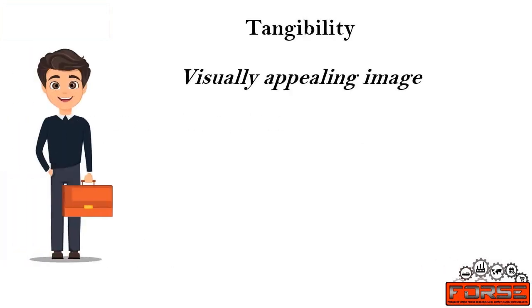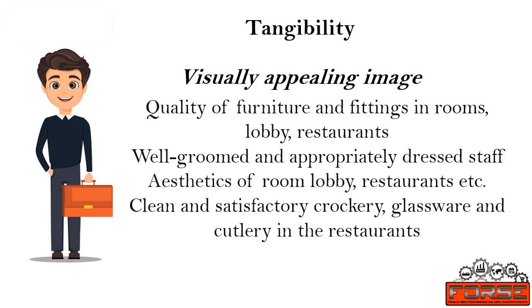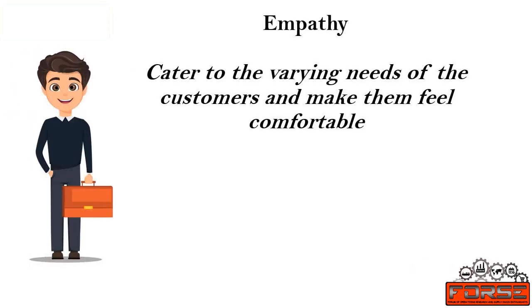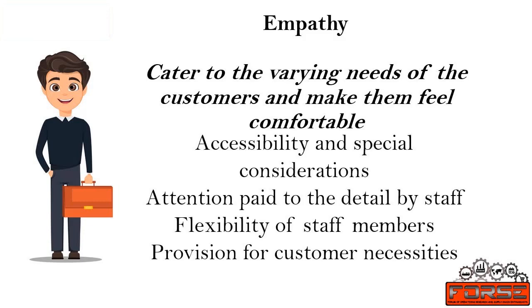Tangibility is essential to reflect a visually appealing image of the hotel, and includes the following factors. Empathy is an essential element in the hospitality industry. It gives an insight into the ability of the hotel staff to cater to the varying needs of the customers and make them feel comfortable. Following listed variables can be rated for the same.